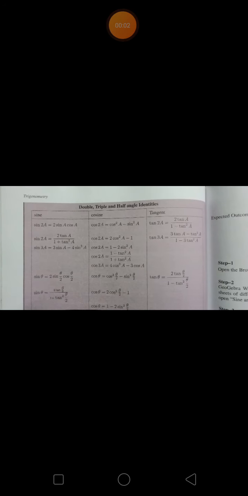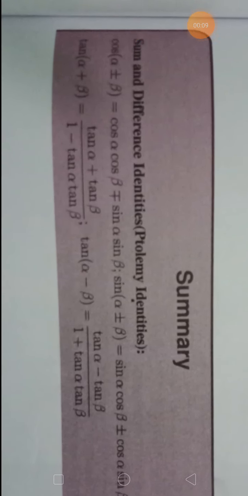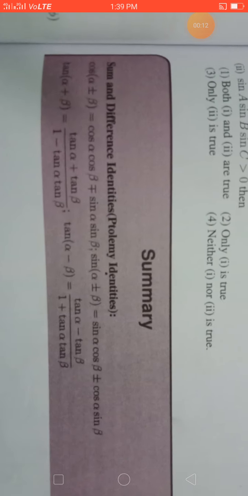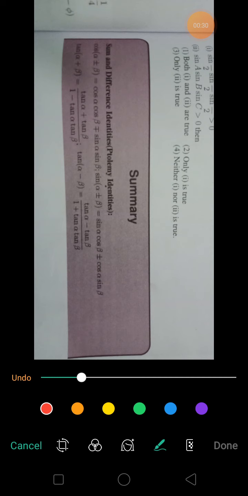Okay, so in this class we are going to see all the formulas, all the properties in the third chapter. So first of all, we must know the basic one: sine square theta plus cos square theta is equal to 1. We know that already. Sine square theta plus cos square theta is equal to 1.